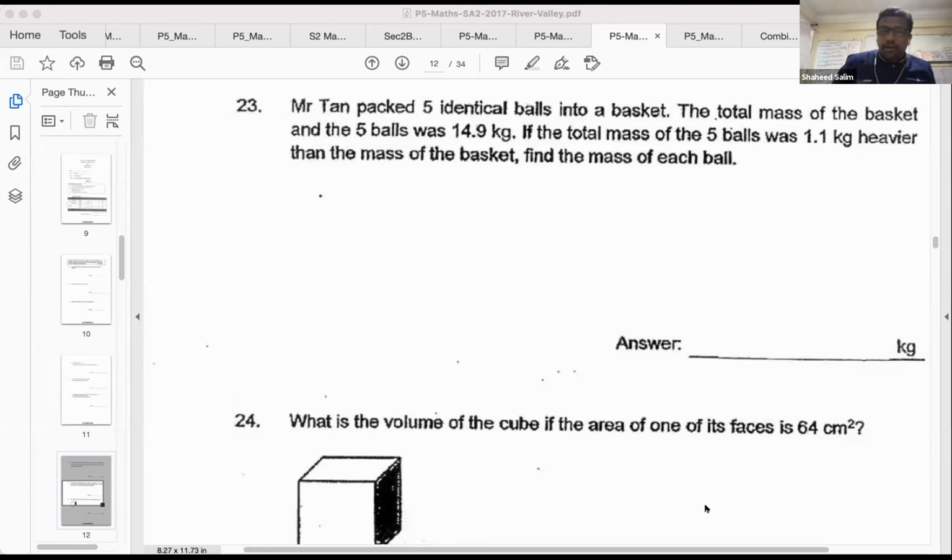Come, let's try question 23. Okay, I apologize for bringing up the Koreans, but it's true. Anyway, now we'll try question number 23. Umaira, are you doing question 23, Umaira?